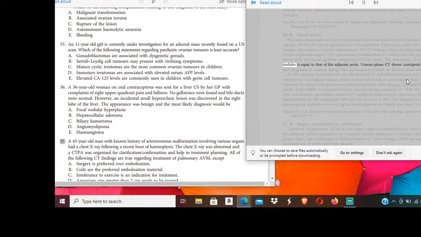The attenuation of the peripheral nodules is equal to that of the adjacent aorta. Venous phase CT shows centripetal enhancement that progresses to uniform filling. This enhancement persists on delayed phase images. At MR imaging, hemangiomas are characterized by well-defined margins and high signal intensity on T2 weighted images, which is identical to that of cerebrospinal fluid.